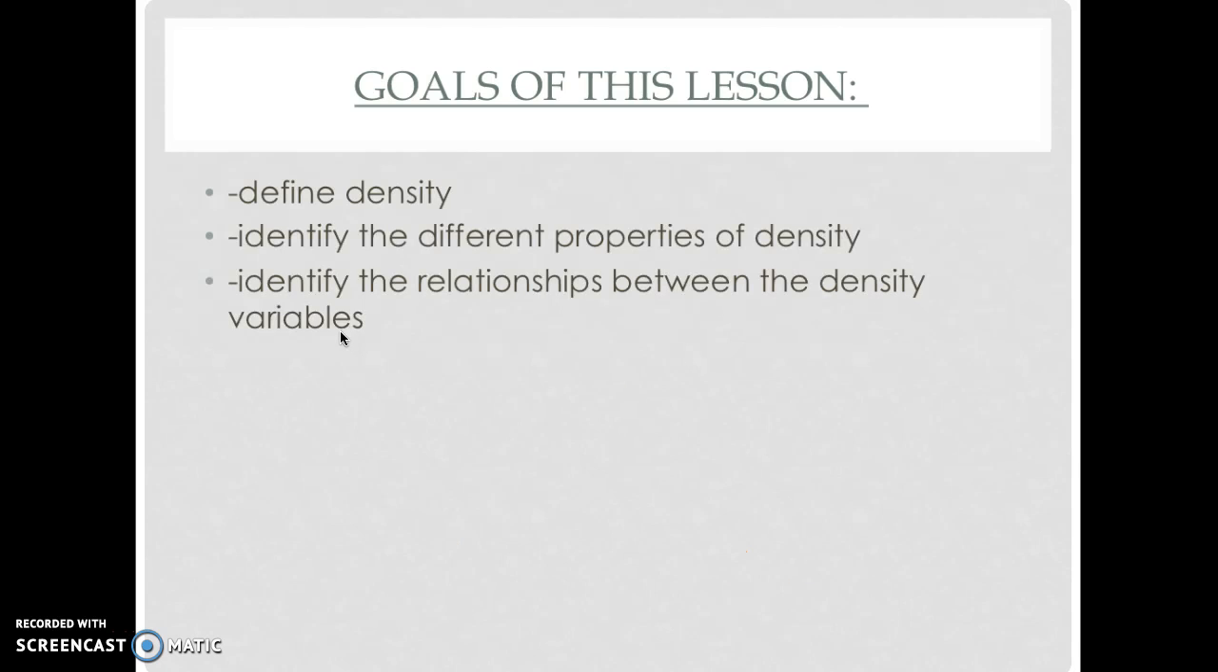So the goal of this lesson: we are going to define what density is, identify the different properties of density, and lastly identify the relationship between the density variables.